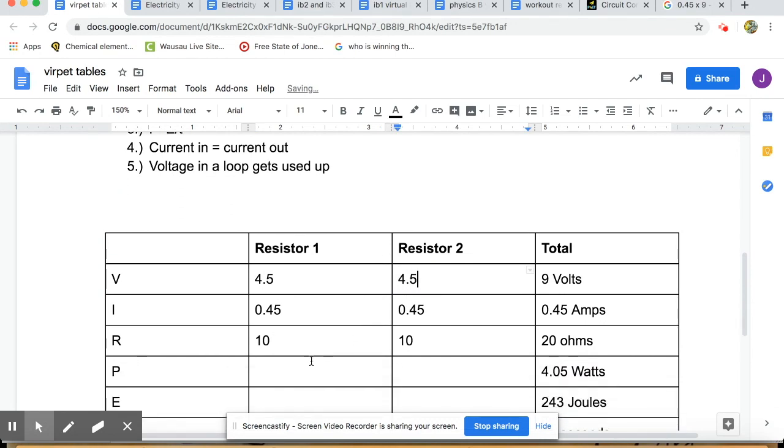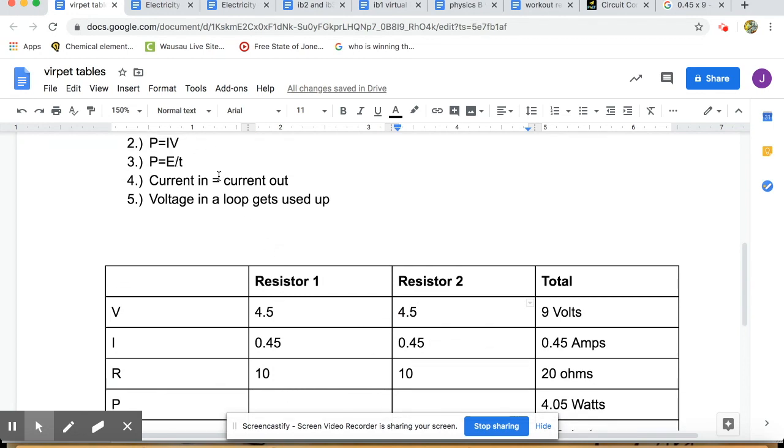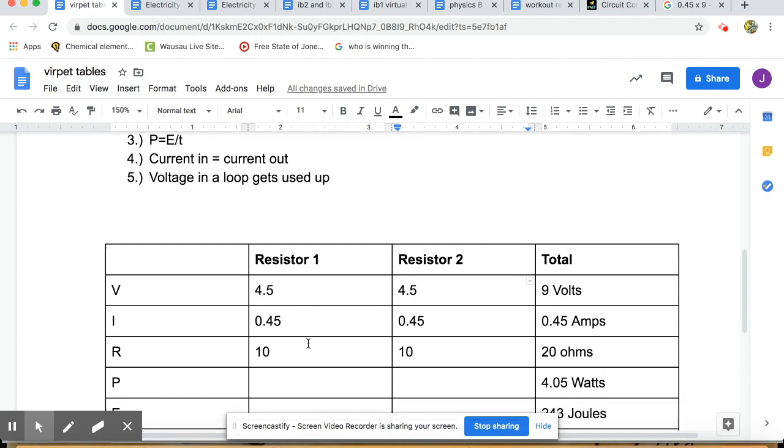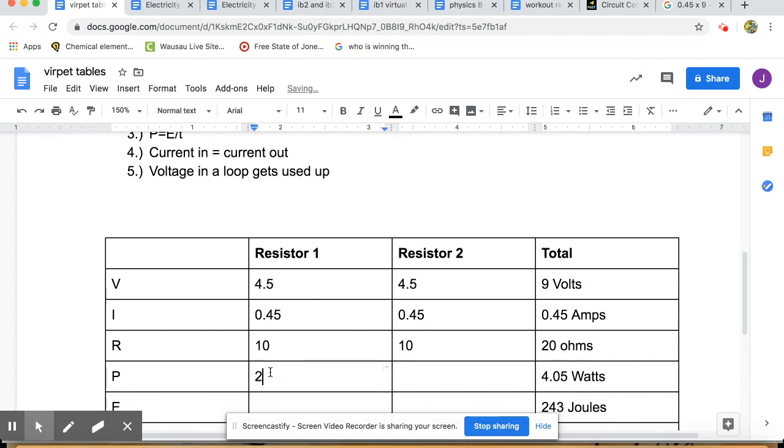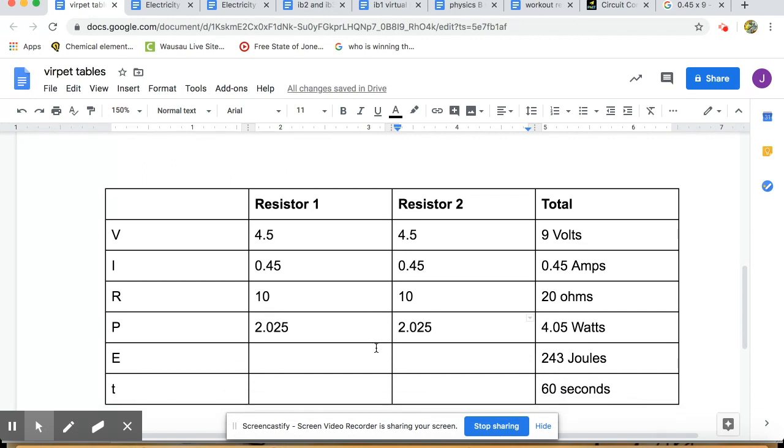I can go through and figure out the power by taking P equals IV. I would multiply this by this, and then I would get 2.025. I'm taking that times that, 2.025. You're probably wondering how I'm doing that so quickly in my head. If the whole circuit's running for 60 seconds, that means that each part of the circuit is going to run for 60 seconds. This is going to run for 60 seconds because, once again, the total doesn't add up.